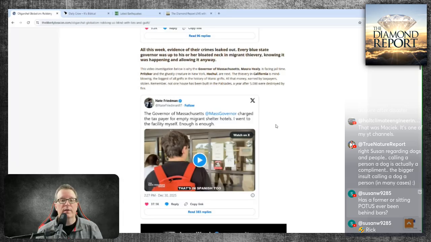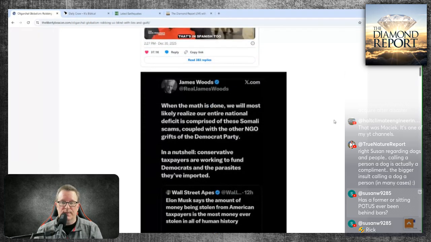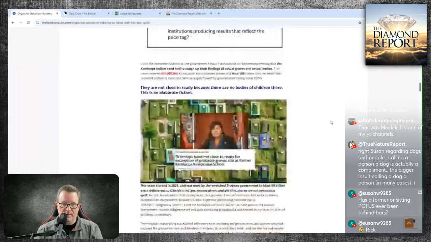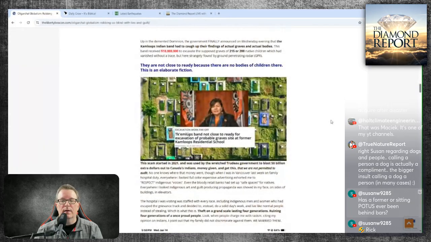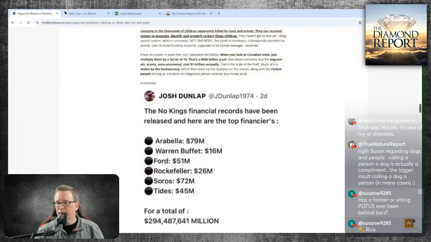The thievery in California is mind-blowing. The biggest of all grifts in the history of Titanic grifts. All that money earned by taxpayers stolen. Remember, not one house has been built in the Palisades a year after 5,000 were destroyed by fire. Yeah, but they're getting ready to build their smart cities, aren't they? Anyway, more information on here, and the full article is embedded with screenshots and all kinds of stuff.